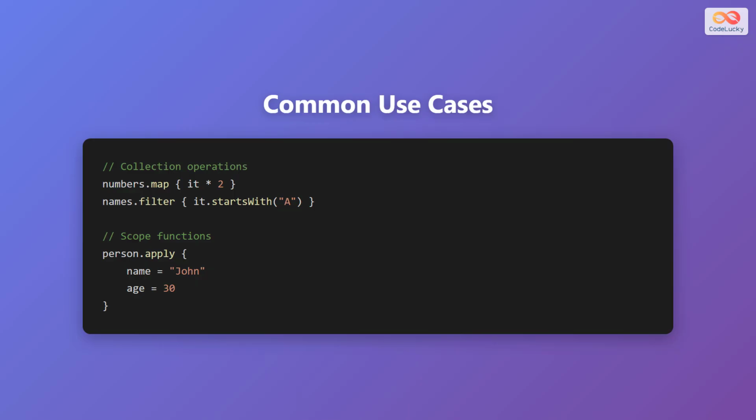Trailing lambda syntax is everywhere in Kotlin. You'll see it constantly with collection operations like map and filter. The map function multiplies each number by 2. The filter function keeps only names starting with the letter A. Scope functions like apply also use this syntax extensively. Here, apply modifies a person object by setting the name to John and age to 30. These patterns are fundamental to idiomatic Kotlin code.